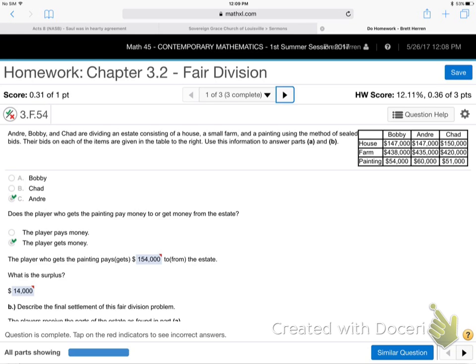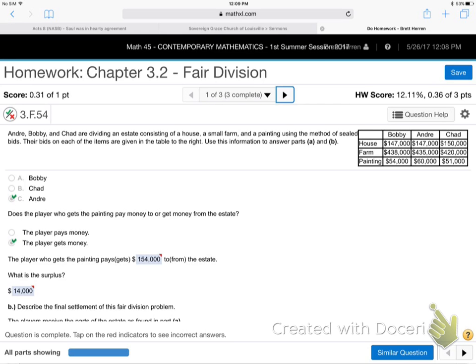So this is my favorite example of it. It's the most painful though as far as number crunching. Get your calculator ready, a lot of number crunching here. So this is called the method of sealed bids. This is what a lawyer could do, for example, if he was in charge of administering the estate.